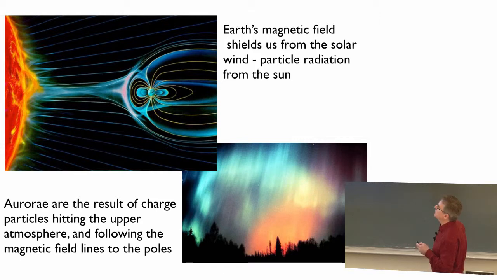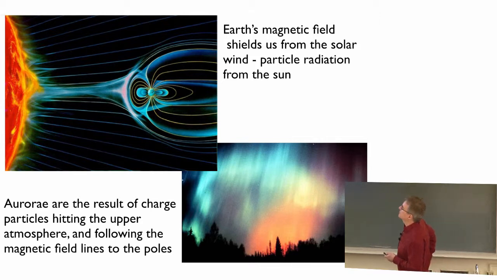Some of them get in, but most of them get deflected out away from the Earth. If it weren't for the Earth's magnetic field, we'd have a lot more problems with radiation coming from the sun. It might actually make it harder for life to survive.